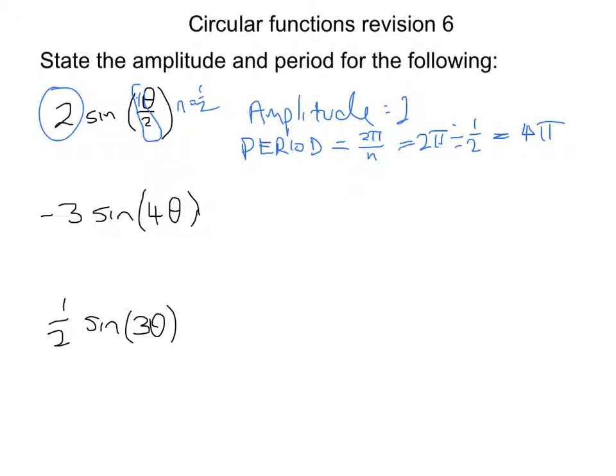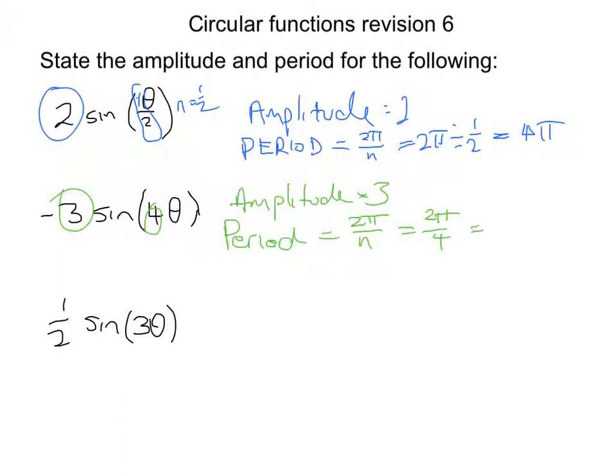For the second one here, our amplitude is equal to 3. Goes up 3 and goes down 3. Don't need to worry about the negative sign. The negative has got to do with reflections in the x-axis. And the period equals 2 pi over n, where n is equal to 4, which will equal pi over 2. And that's the second one.